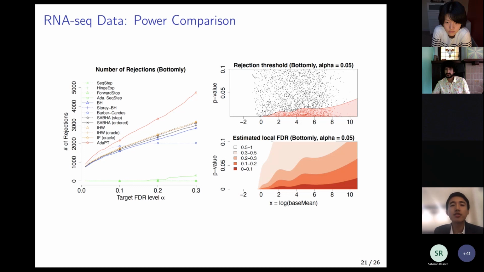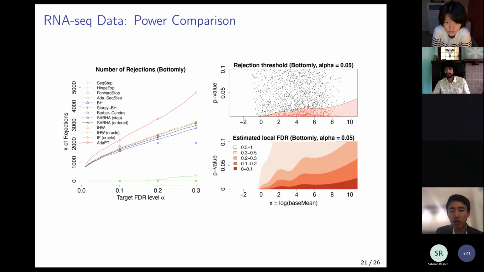Okay, and here's a power comparison. Because there are so many great methods that can work on this data, some using the covariate, some not, we did a very serious comparison. In the left panel, we include about 12 methods. I know it's hard to see all of them, but you can see there's one red line standing out in terms of power.